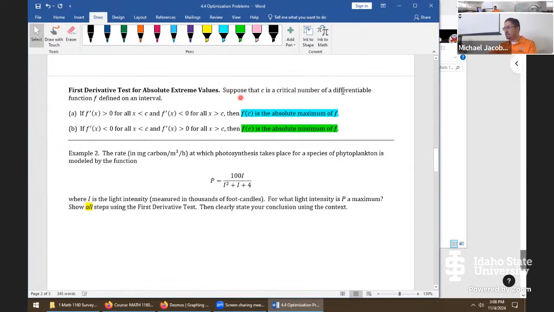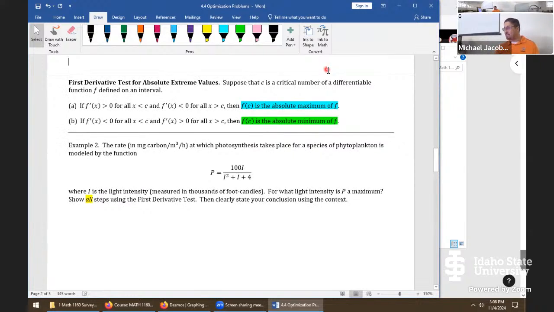Like before, this is a first derivative test that's been tweaked a little bit. It's for absolute extreme values. And the change is, if you have the derivative positive for all x on one side, when x is less than c, and you have it negative for all x on the other side, where x is greater than c, you have an absolute maximum. Switch those inequalities around, and you have an absolute minimum. But we resolve both of these really by just going to a number line and seeing where it's increasing and where it's decreasing. So that'll be the next test we get into.